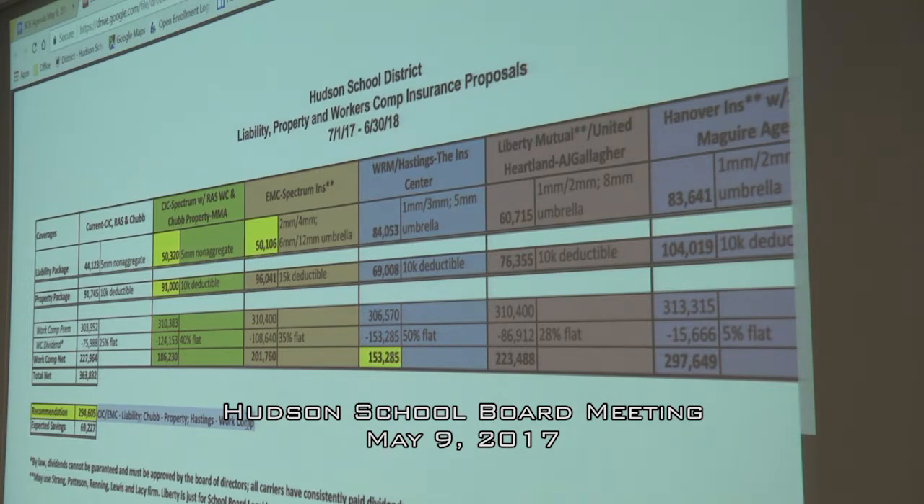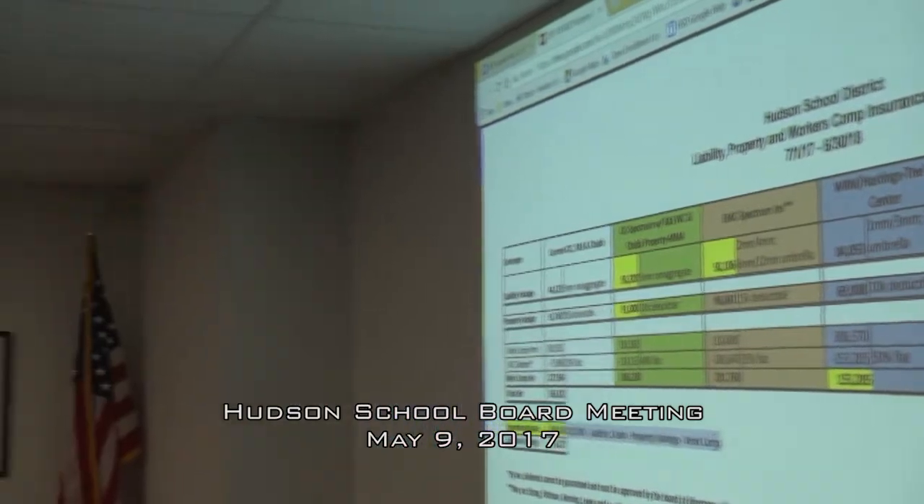Mr. President. Yes, Bruce. So is it just one new provider, or are we working with the others right now, or would this be a wholesale change? Currently, we have CIC for the liability portion, and we have the Chubb, which would remain as part of our recommendation, and then we'd be changing from RAS, which we currently have for workers' comp, to the Hastings Group for the workers' comp.